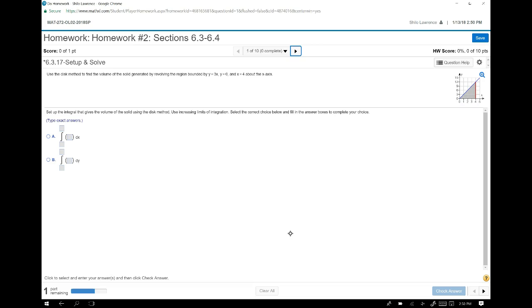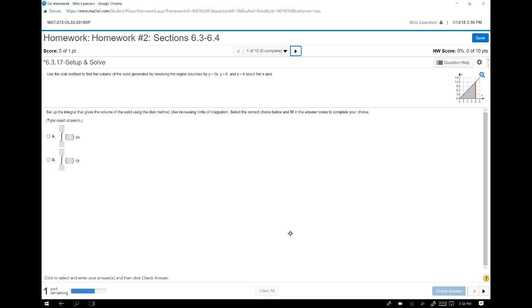it says use the disk method to find the volume of the solid generated by revolving the region bounded by y equals 3x, y equals 0, and x equals 4 about the x-axis. They've already given you a picture for this one. Now, in these 2 sections, 6.3 and 6.4, when you watch the lecture video, one of the most important things, and I also talked about it in section 6.2, is to draw a picture of the region first. The upper bound and the lower bound function are going to be really important. Or if we're working it sideways, the right bound, left bound are going to be really important. So always draw a picture of your region if it's not already given to you.